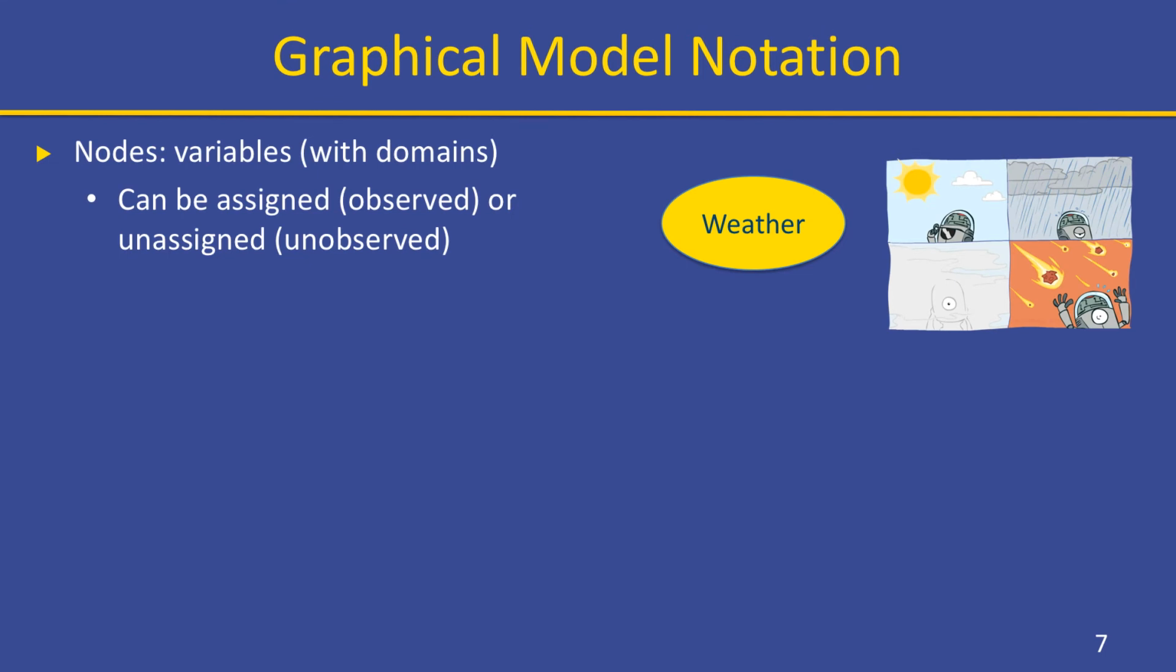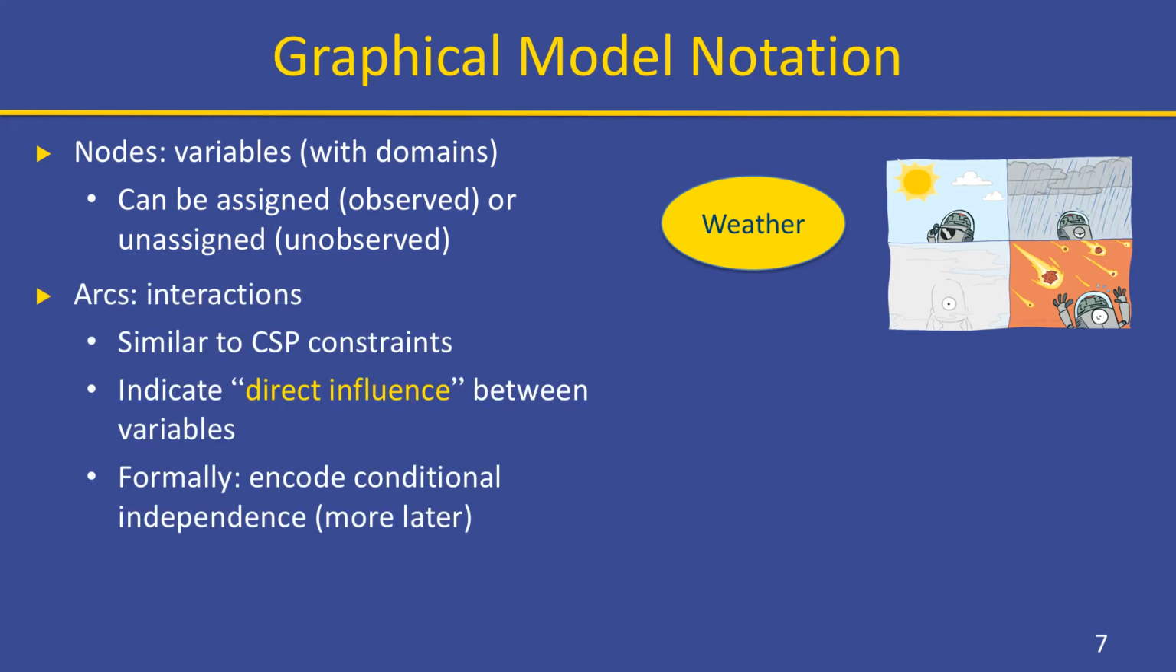So a Bayes net includes nodes. Nodes represent random variables. These variables may be observed or unobserved. When the variables are observed, we can assign a value to them. When they're not observed, we cannot assign a value. We have to rely on a probability distribution. So here we have one random variable, weather. We represent it with a node.